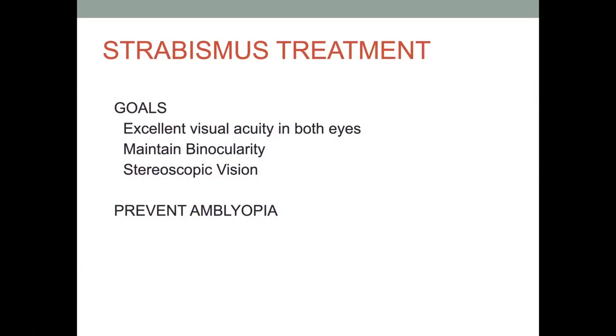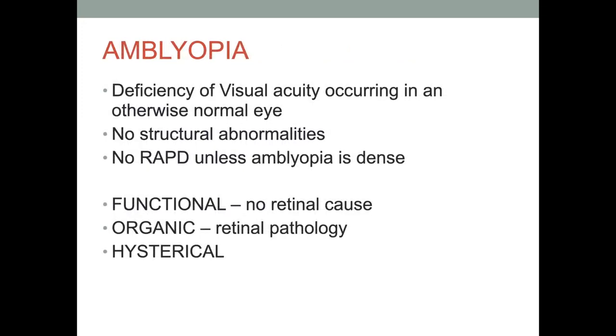So the goals of strabismus treatment are to maintain excellent visual acuity in both eyes, maintain binocular vision and stereoscopic vision, and we want to prevent amblyopia. What's amblyopia? Amblyopia is a deficiency of visual acuity occurring in an otherwise normal eye. So we examine the eye, and the patient's eye looks quite fine. It's a perfect eye. However, they can't read anything on the chart, or minimal.